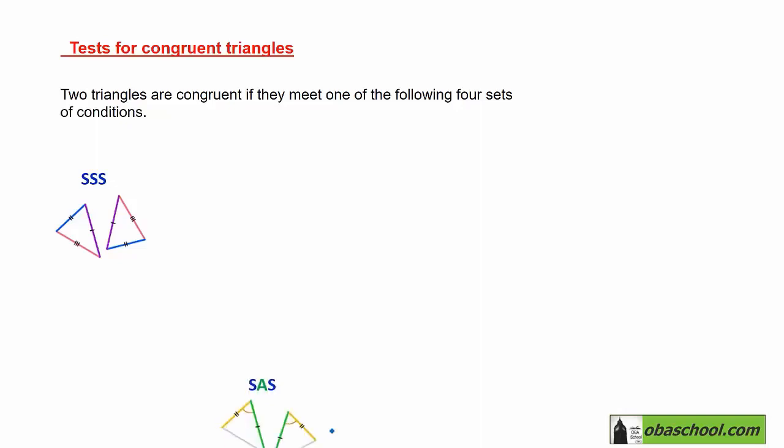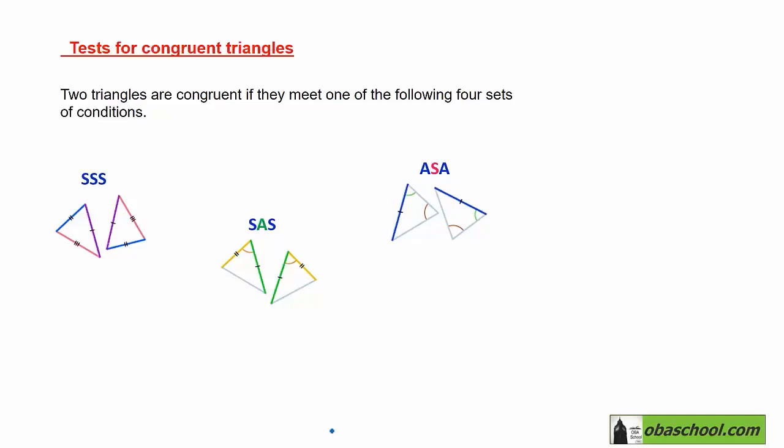Now, moving on to another one, SAS, which stands for side, angle, side. If we have an angle equal to another, and the sides going out of this angle are equal, then they're congruent. And same for ASA, but it is angle, side, angle. Again, you have two angles on two edges of the same side equal. And finally, RHS, where there must be a right angle, hypotenuse in both triangles equal, and a third side equal.